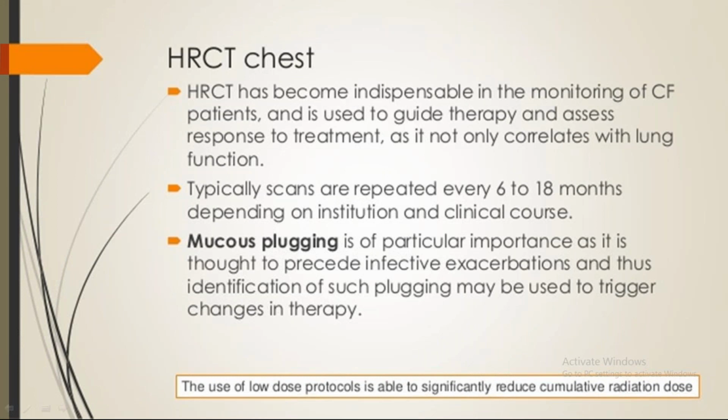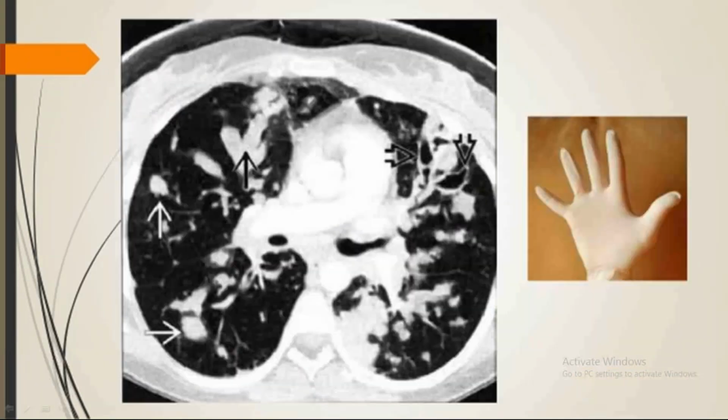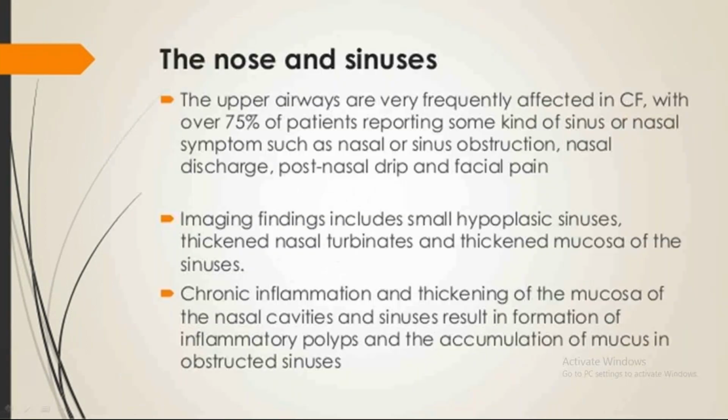HRCT is mainly used for monitoring of CF patients, to guide therapy and assess the response to treatment. It is usually repeated every 6 to 18 months. Mucus plug is of particular importance. We should identify the mucus plugging as it is the main cause for exacerbations. In CT, we can see the glowing finger appearance.